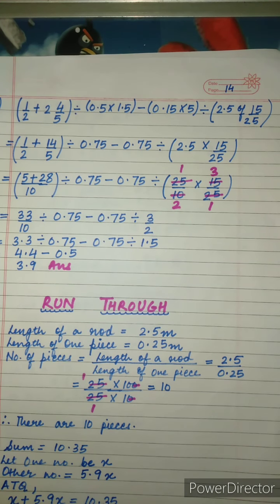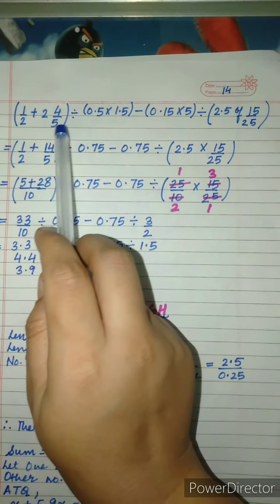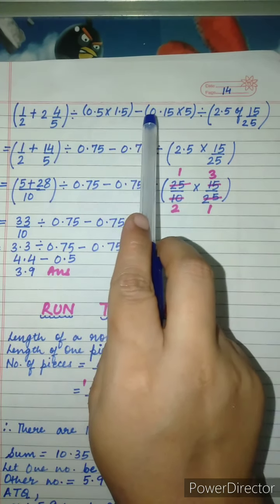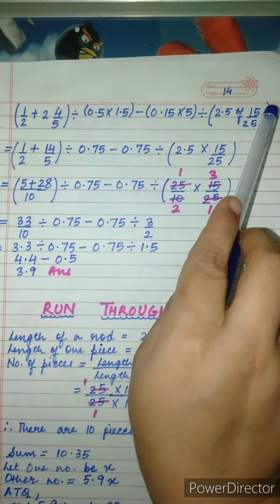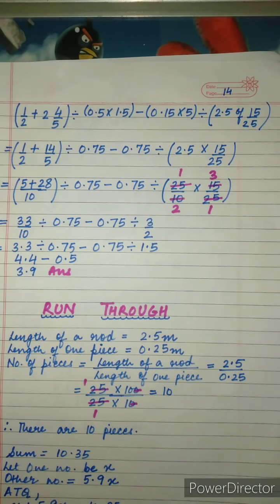Now see the next one, D part. We have 1 by 2 plus 2 whole 4 by 5 divided by 0.5 into 1.5 minus 0.5 into 5 divided by 2.5 of 15 by 25. So according to BODMAS, first we are going to solve our brackets.